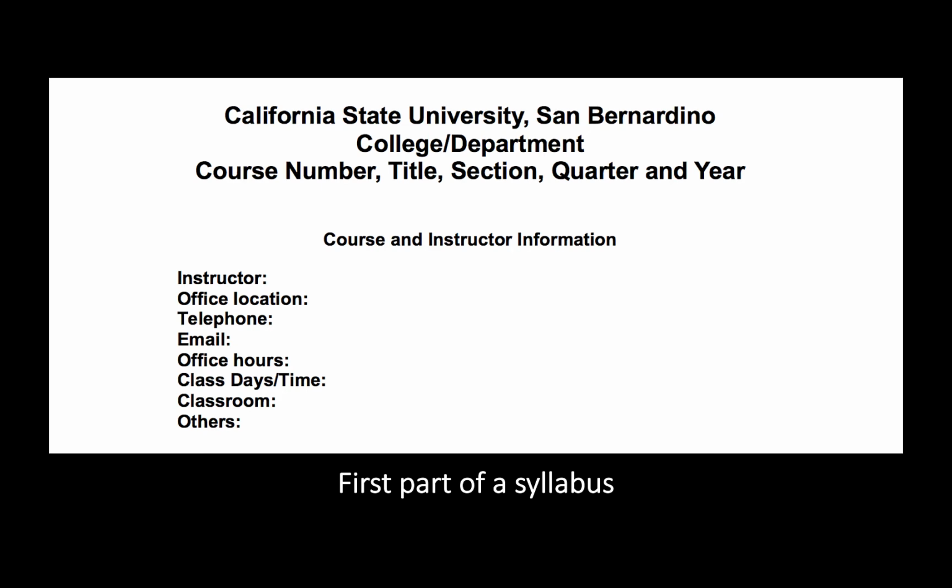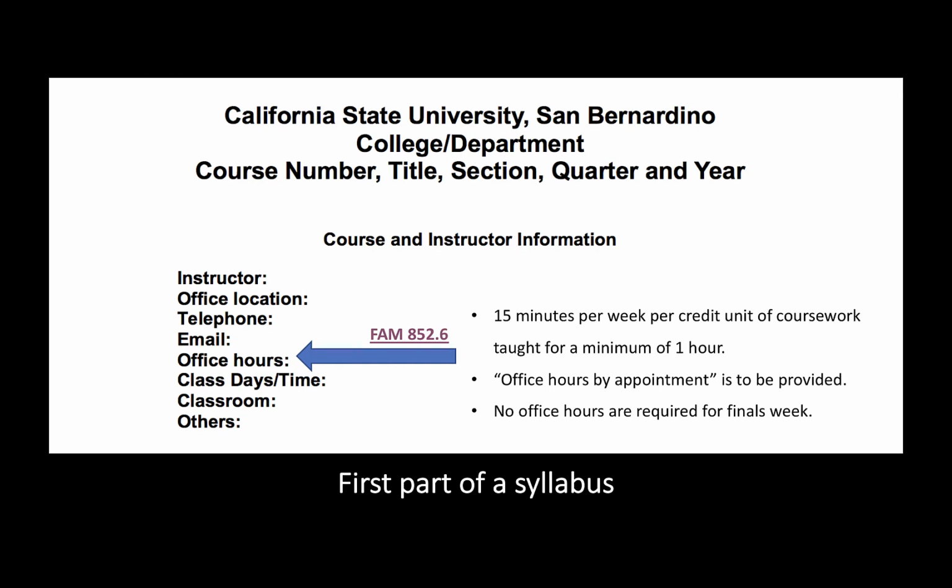Here is information about how to add instructors' information, classroom days, and such. The main focus right now I want to do is office hours. Our university does have key requirements on what office hours look like for faculty, and that's per the FAM 852.6. We will take a look at FAM in a little bit, but what it says basically is 15 minutes per week per credit unit of coursework taught for a minimum of 1 hour, as well as having office hours by appointment listed, though you're not required to have office hours during finals week.